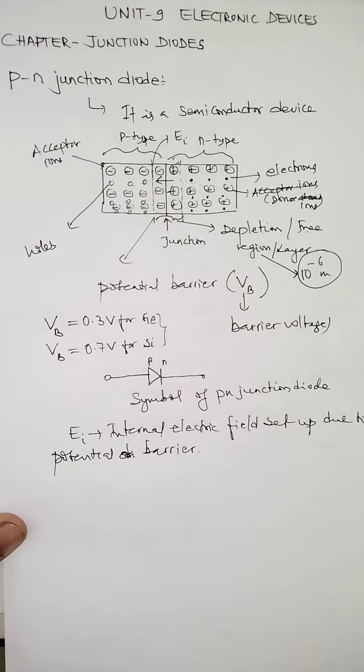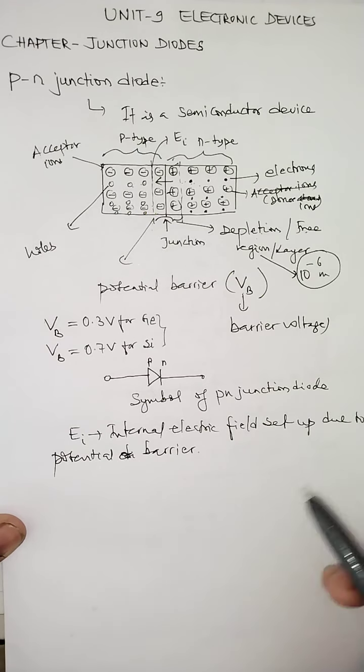So this is the detailed explanation of the basic part of the p-n junction diode which is formed. Now in the next YouTube video you will learn biasing of the p-n junction diode, and this biasing is nothing but forward biasing and reverse biasing.